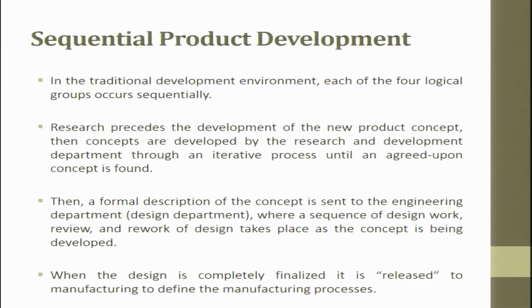The research precedes the development of a new product concept. Then the concepts are developed by the research and development department through an iterative process until an agreed upon concept is found. Then a formal description of the concept is sent to the engineering department, where a sequence of design work, review and rework of the design takes place as the concept is being developed. When the design is completely finalized, it is released. So, releasing of the product drawing to manufacturing is a big event which happens in product development.